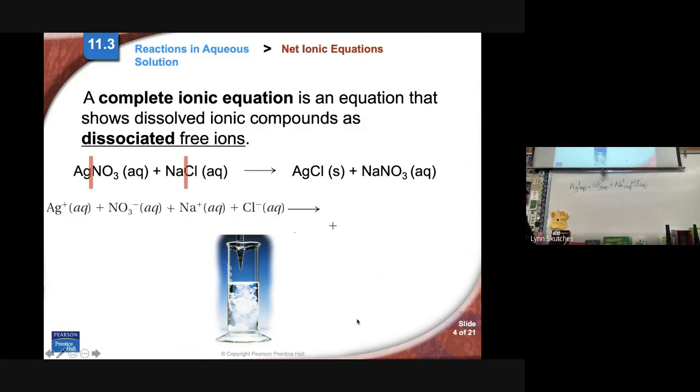Very, very quickly, you can see innies, right? Remember, positive always goes first, and outies. So we've got two possible new combinations that could happen: sodium going with nitrate, and silver going with chloride. Okay, so you should have at your behest your ion sheet and your solubility rules. I think that should make your life easier.